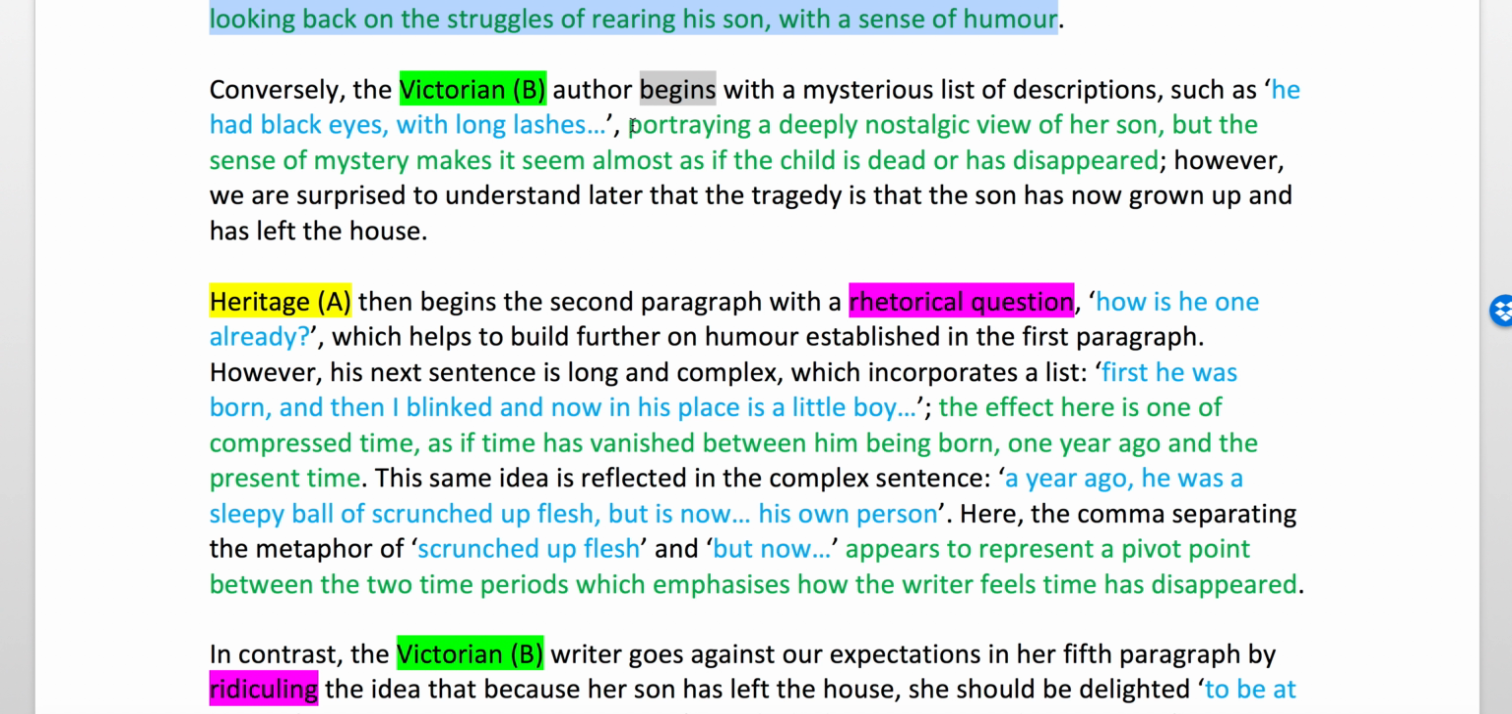The next one, portraying a deeply nostalgic view of her son, so that's her perspective. But the sense of mystery makes it seem almost as if the child is dead or has disappeared. So that's her perspective as well, even though I'm talking about that in terms of the effect on us, but that's still her perspective because that's how she sees it. It's almost as if he's no longer there. He's disappeared or dead because he's no longer in the house.